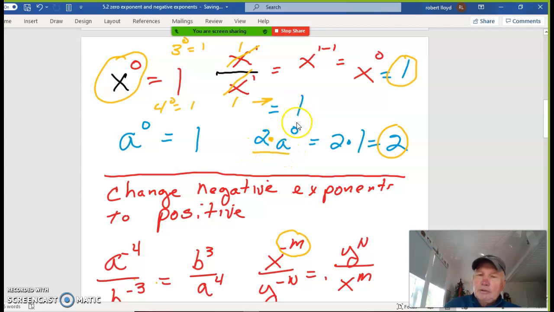But if we have a number in front of something to the 0 power, that's a whole different program. A to the 0 power is 1, but the 2 is not raised to any power, so it's not affected by this 0. So this turns out to be 2 times a to the 0, which is 1, is 2.